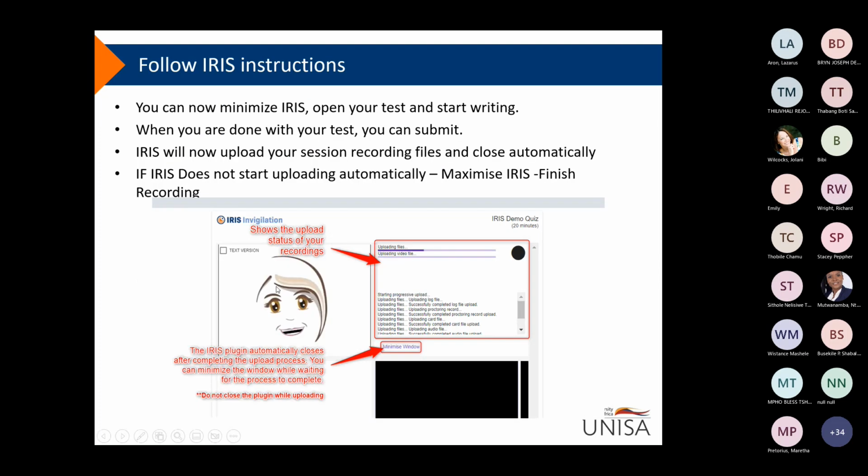You minimize Iris at the end of the test. If the time is up, Iris will pop up automatically. If the time is up, you can maximize Iris and stop Iris yourself. After you stop it or the time is up, it will upload certain files. It usually takes under 5 minutes, probably a minute or 2, and then it will close automatically and you are done with the Iris invigilation.